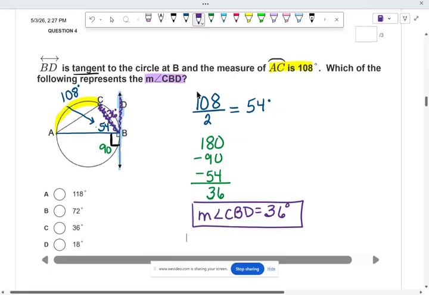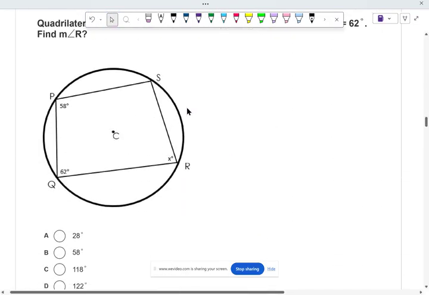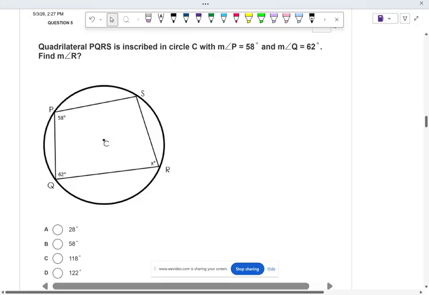All right, number 5. Quadrilateral PQRS is inscribed in circle C. We know that when a quadrilateral is inscribed in a circle, opposite angles are supplementary. Please write that down.